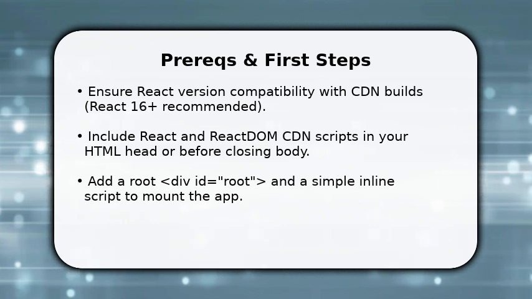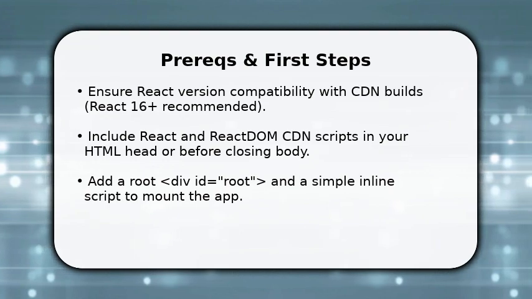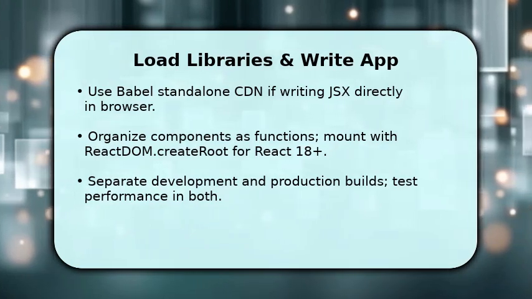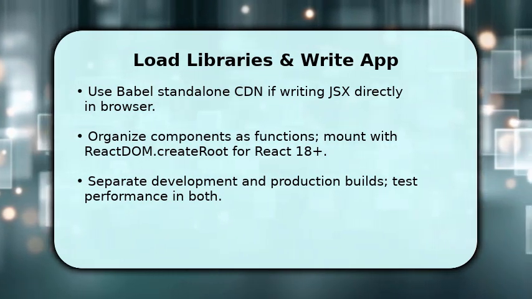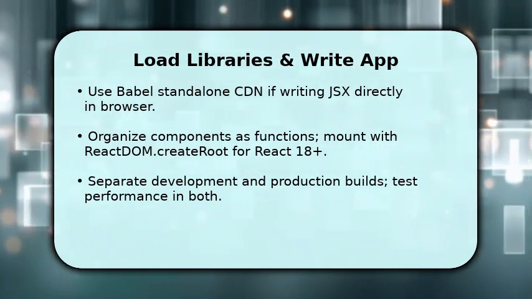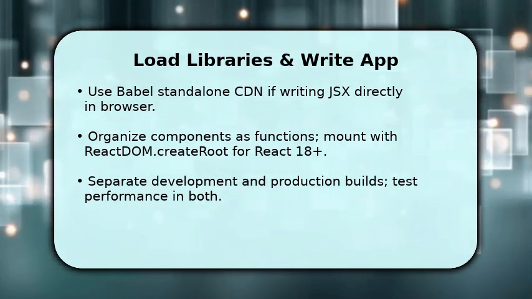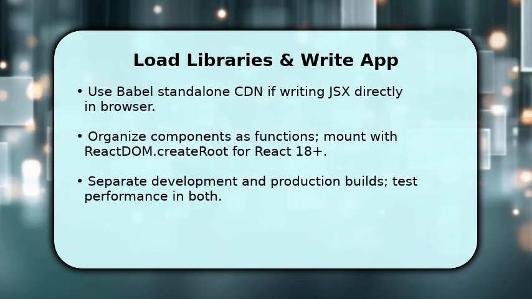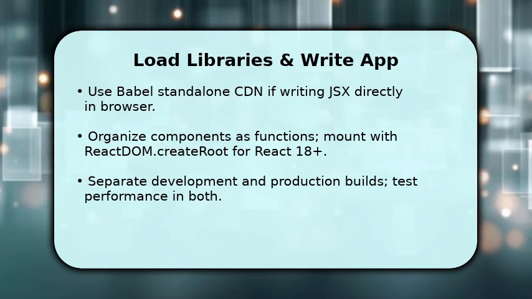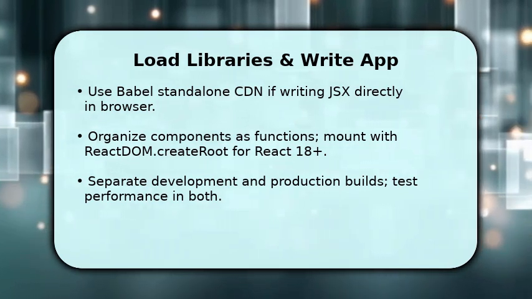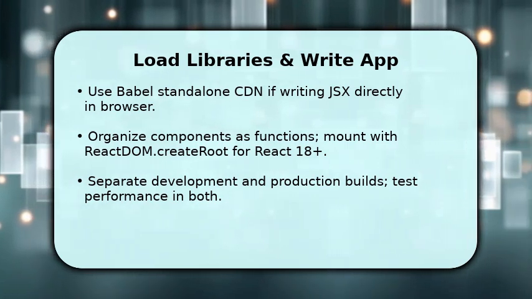With the libraries loaded, decide how you'll author components, plain JS or JSX. If using JSX in the browser, include Babel standalone and set your script type equals text/babel. Write functional components and avoid import patterns by referencing globals like React and ReactDOM. For React 18+, call ReactDOM.createRoot(document.getElementById('root')).render(<App />). Once done, test state updates and event handlers locally, and switch script src to the production.